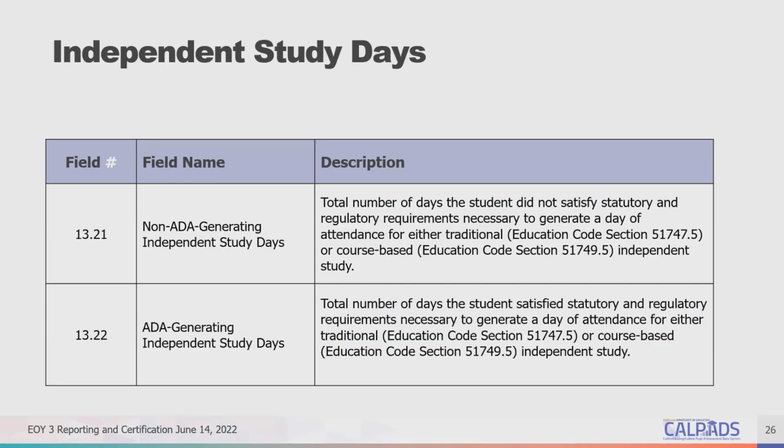Just so you're aware, we've talked about this a couple of times. It was announced in the CalPADS Quarterly. There've been some changes to the stats so that the independent study days can be reported more accurately. So you have non-ADA generating independent study days, and then ADA generating independent study days. And your absences would still be, there's an incomplete coursework field for independent study days for both of these. So you have two different ways of counting the stats, whether it was non-ADA generating or ADA generating independent study.